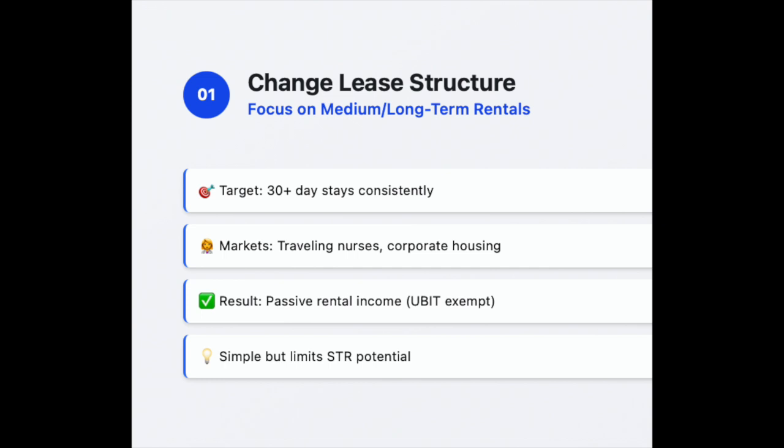Just change the lease structure. Focus on medium or long-term rentals. So get away from those sub-7 days stays. Exactly. Shift to renting the property for, say, 30 days or more at a time, consistently. That way, the income generally qualifies as passive rental income. Which is exempt from UBIT. Right. So you're targeting traveling nurses, maybe corporate housing, people needing a place for 1, 2, 3 months. Okay. Turns it back into a traditional rental. Tax-wise, that seems pretty clear.